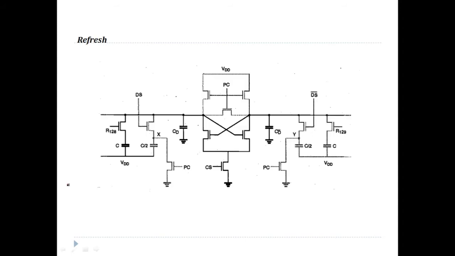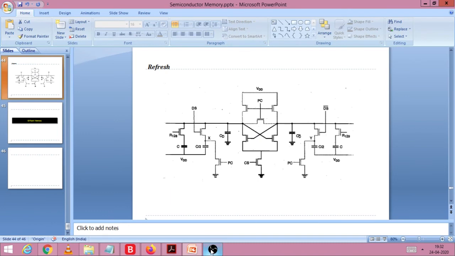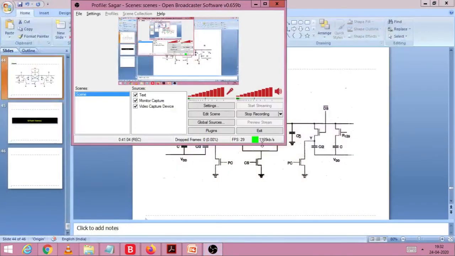Now these both 3T DRAM cell and 1T DRAM cell are important concepts in terms of the university question. So they need to be studied in depth because these questions are likely to be asked in exam. I hope you understood this concept. So you can revise this thing.